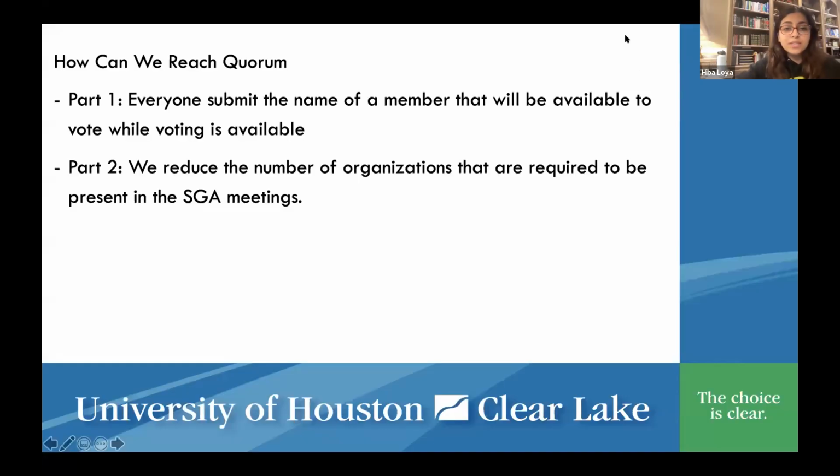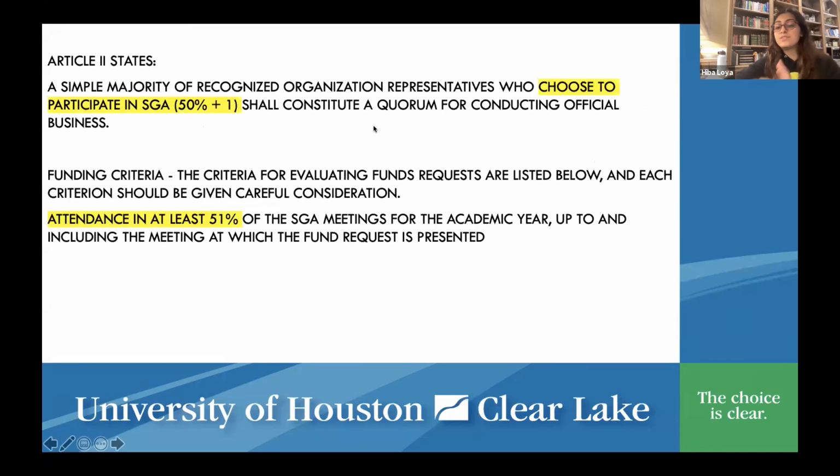Okay. And then part two would be to reduce the number of organizations that are required to be present in the SGA meetings in order to conduct official business. Now, what I mean by this is that we have two articles in the Constitution. I know this is a lot of words right now, so just bear with me.